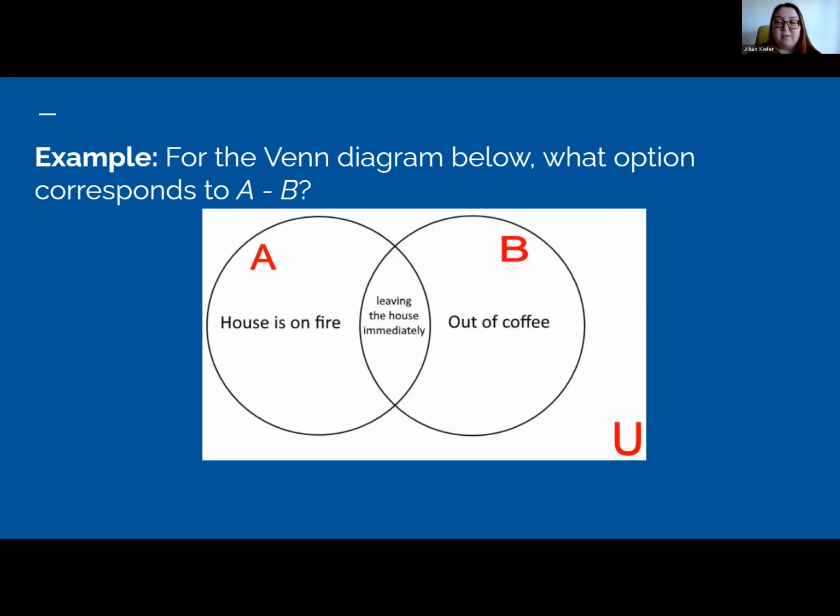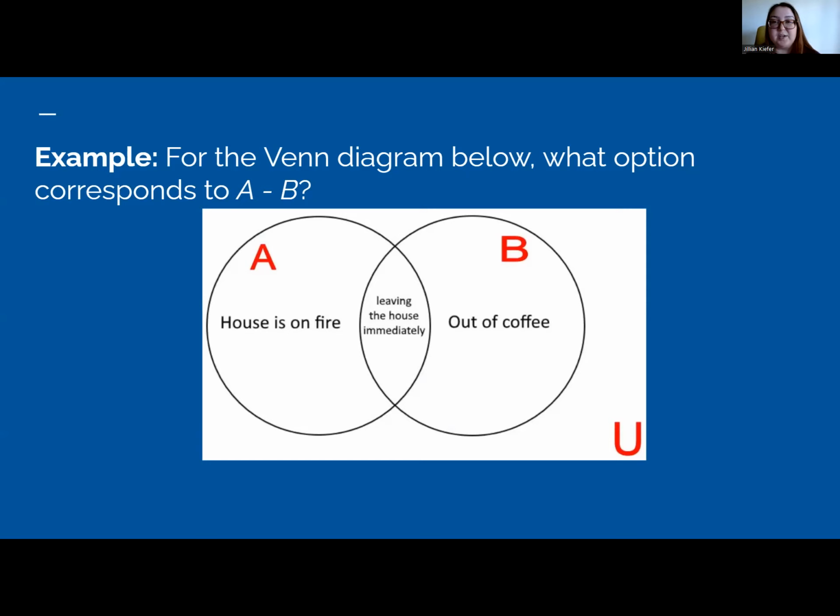So for the Venn diagram that we have right here, we're asking which option corresponds to A minus B. This is our set difference. This is when we're talking about what is in set A that is not at all in set B. If we look at our picture, A is the set that the house is on fire. B is the set that you are out of coffee. What is in both is that you are leaving the house immediately. So if your house is on fire, you're leaving the house immediately. And if you're out of coffee, you're leaving the house immediately. Universal set would just be everything that is not A or B.